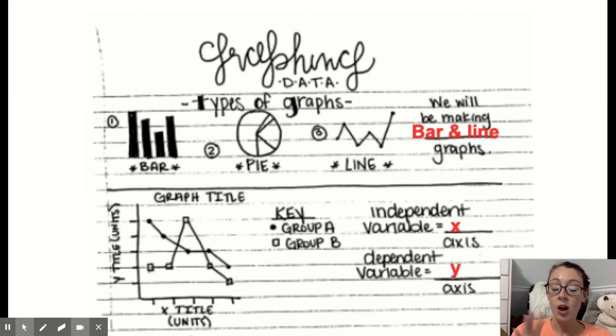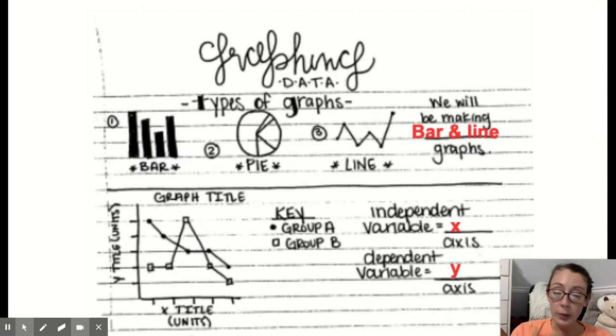Now, on your x-axis typically is the independent variable. This is most specifically for line graphs. It might be a little bit different for bar graphs because it's a different way of comparing data. And then the dependent variable is on the y-axis.